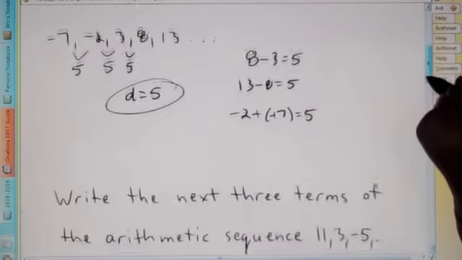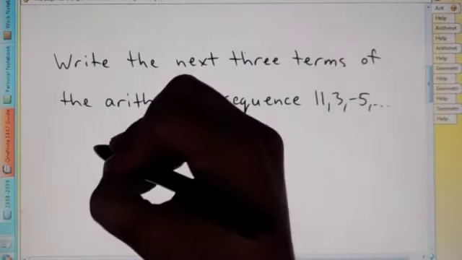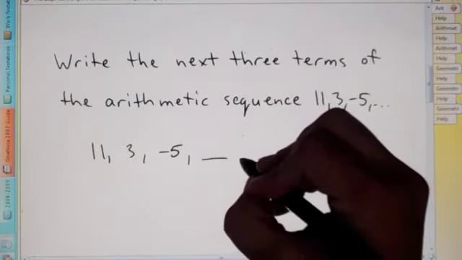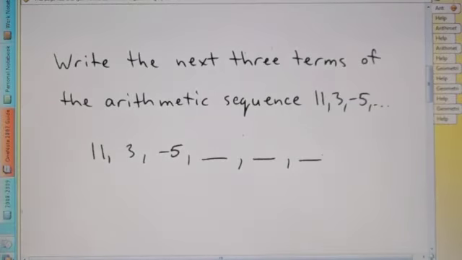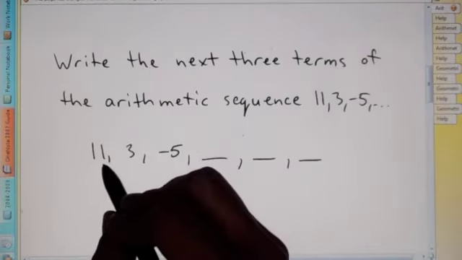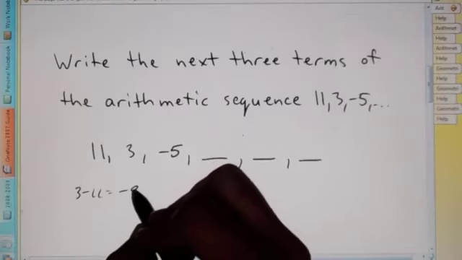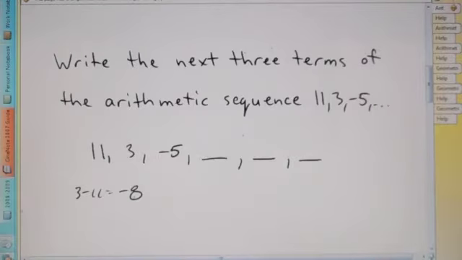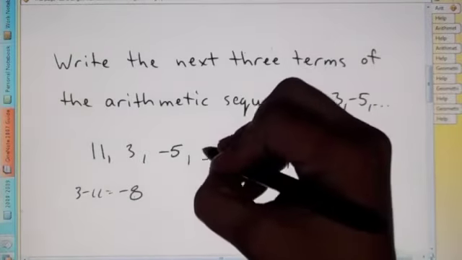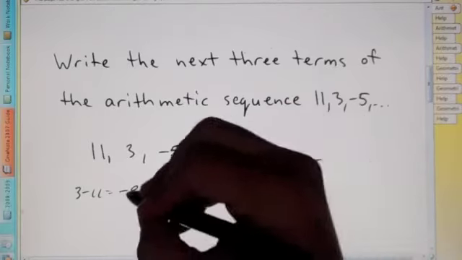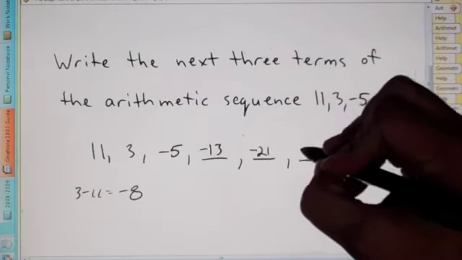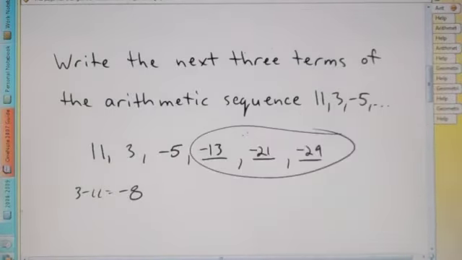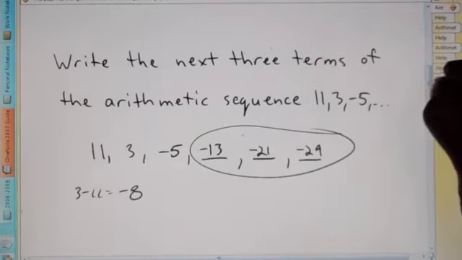Now next it says write the next 3 terms. So we have 11, 3, negative 5, and we need to write the next 3 terms of this sequence. First we have to figure out our common difference. 3 minus 11 is negative 8. So we're adding a negative 8 to each of these numbers, so it's going to be decreasing. This becomes negative 13, negative 13 plus negative 8 is negative 21, then negative 29. It keeps decreasing by 8, so those 3 would be our answer. That's how you find the next 3 terms.